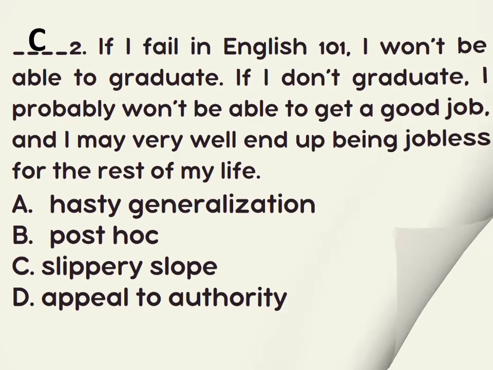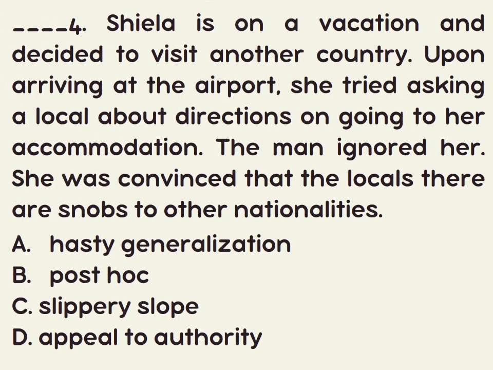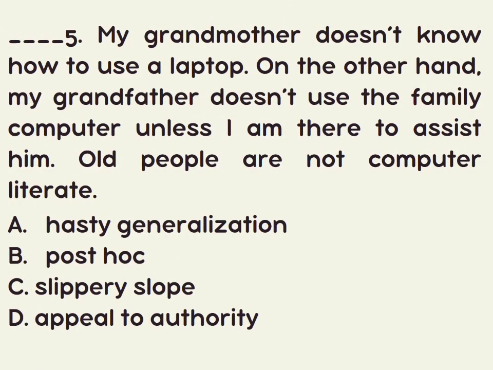Let us have number 3. The correct answer here is, it's letter D, appeal to authority. How about number 4? The answer here is, it's letter A, hasty generalization. How about number 5? The correct answer is, it's letter A, hasty generalization.